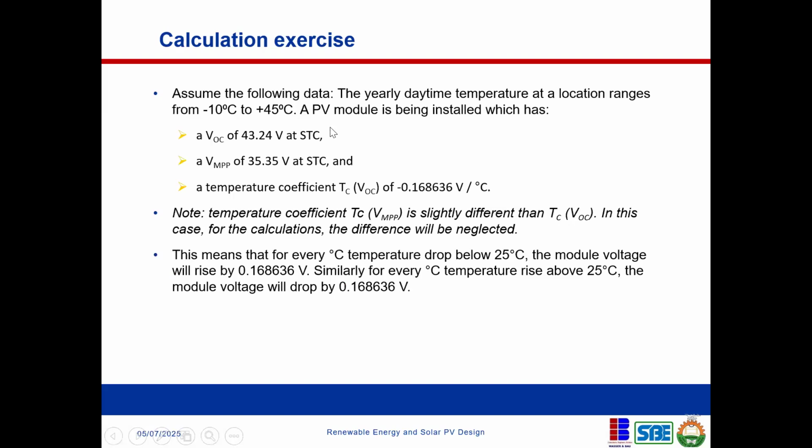Let me just go back to this so that you can understand. Okay, the 43.24 is the open circuit voltage at standard test condition. This terminology sometimes might look a little bit confusing, and I'm trying to put it in the best way where we can actually get it, but this will be shared. Now, the open circuit voltage is 43.24 at standard test condition.